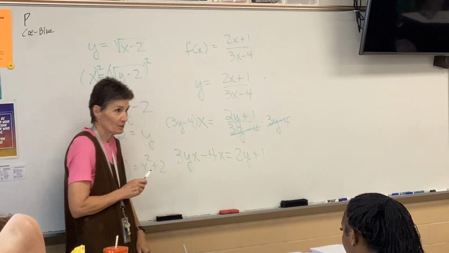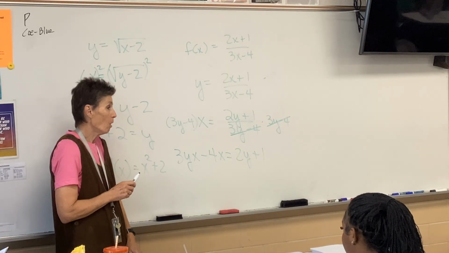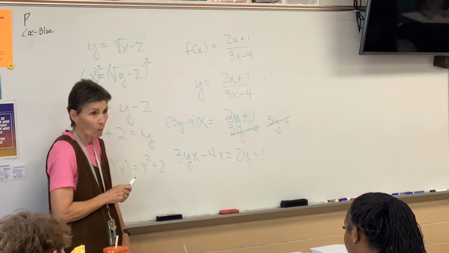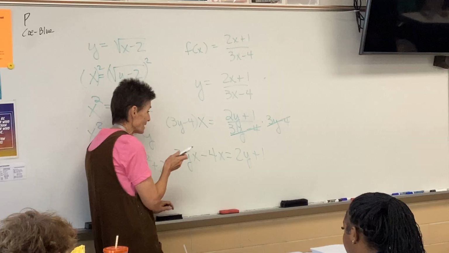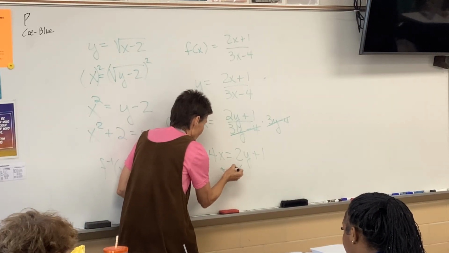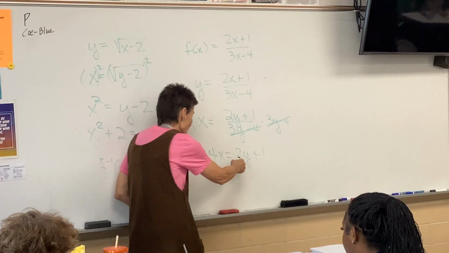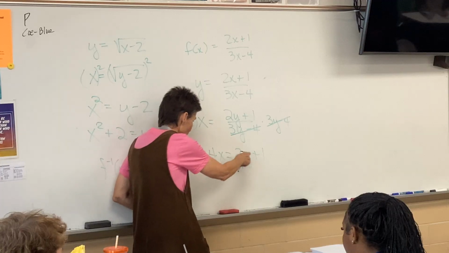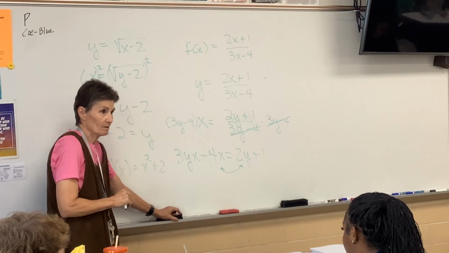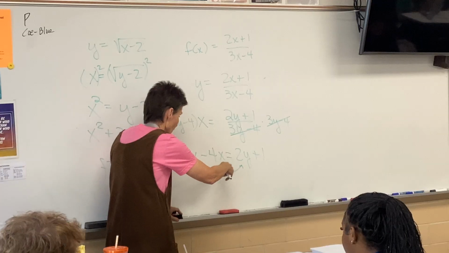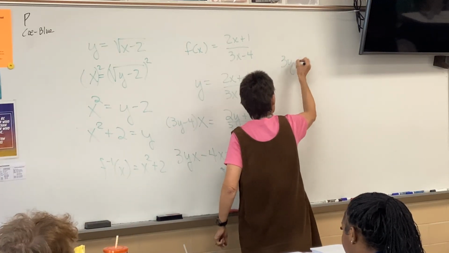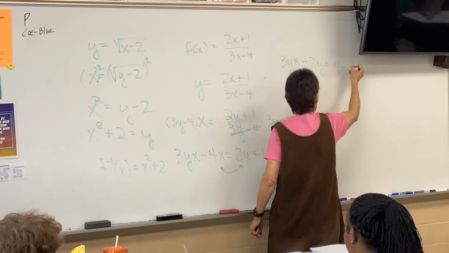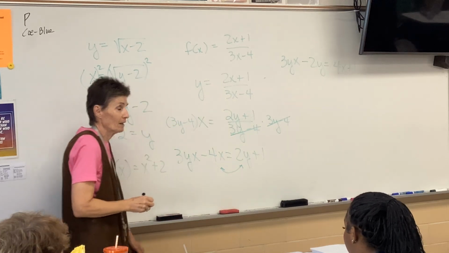So here's what we're gonna do. We're gonna put all the y's on the same side and all the non-y's on the other side. So basically what it means, I'm gonna switch these two. Because if I bring him over here, I'll have my y's together. And if I bring him over here, I'll have my non-y's together. So I'm just gonna switch these two numbers. So I have 3yx minus 2y equals 4x plus 1. So take a look at that, make sure you followed what I just did.